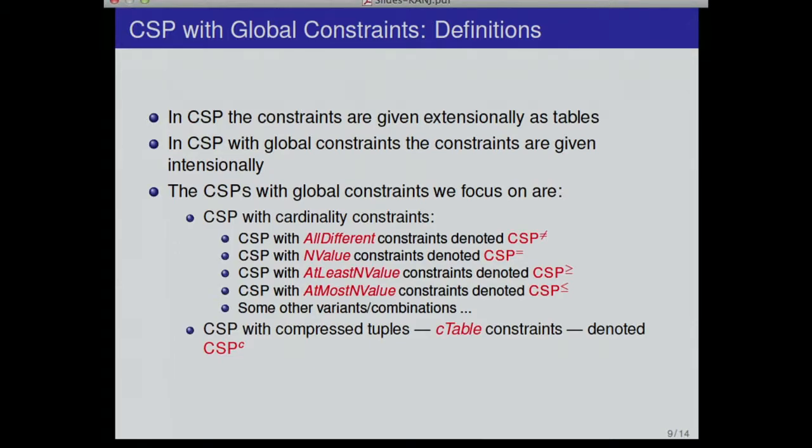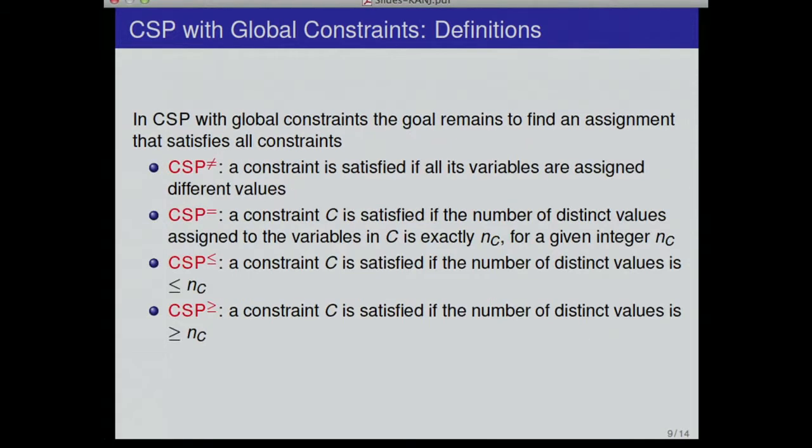The first category is cardinality constraints, and there are different types that we consider. We have the CSP with all different constraints that we denote CSP different, CSP with exactly n value constraint, we denote CSP equal, at least n value, CSP greater or equal, at most n value, CSP less than or equal. And also for several of our results, you could allow a combination of those constraints. And the other category that we consider is CSP with compressed table constraints, CSP-C. I'm going to describe what those are.